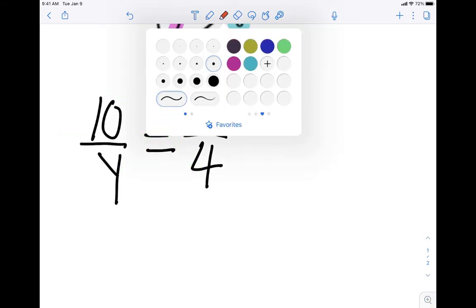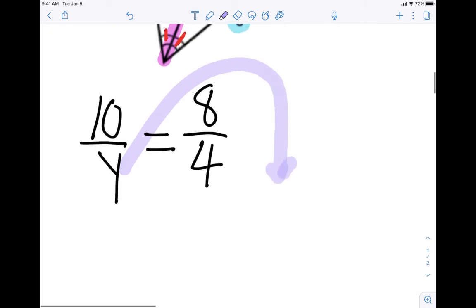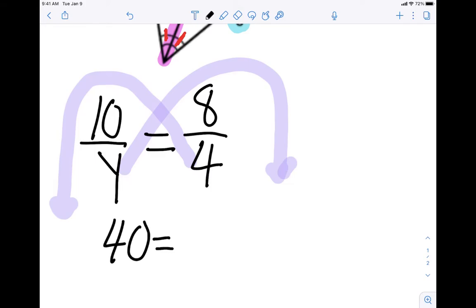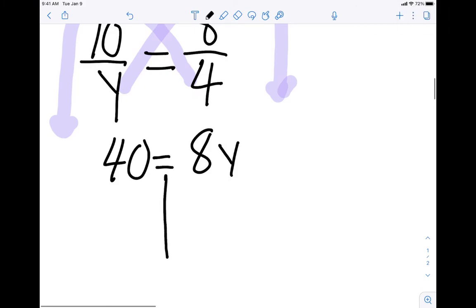So y is going to multiply with 8, and 4 is going to multiply with 10. So that gives me, let's see, 4 times 10 is 40. And y times 8 is 8y. And then here I draw my line of separation.